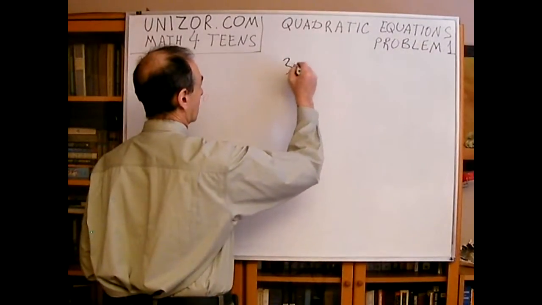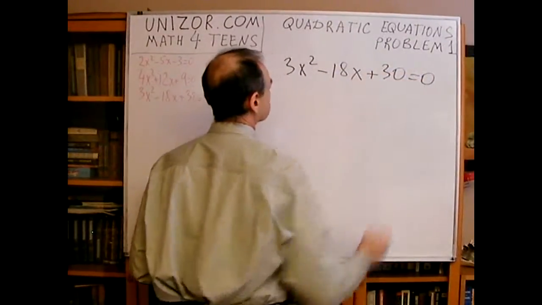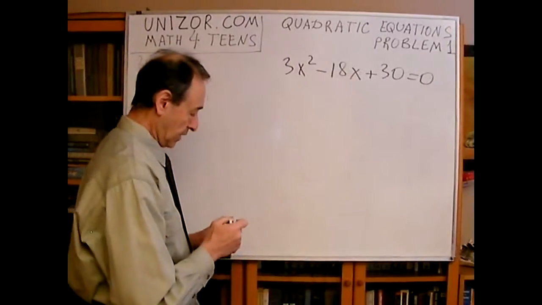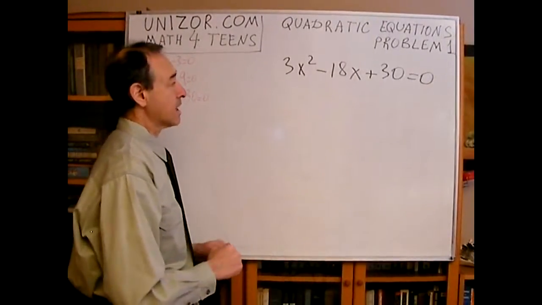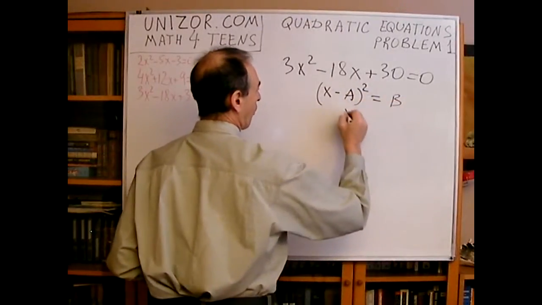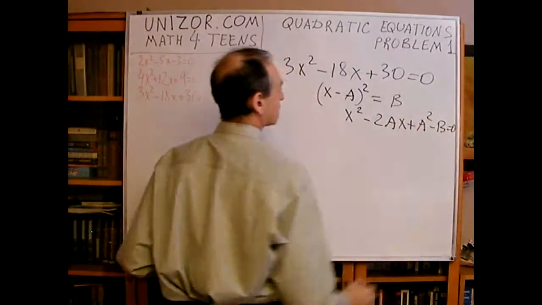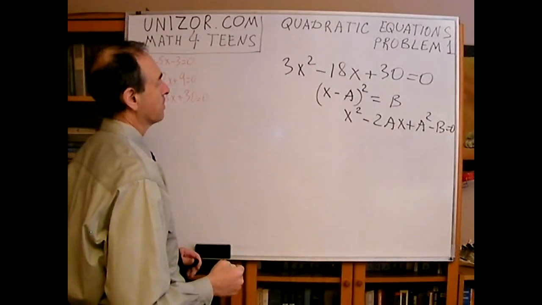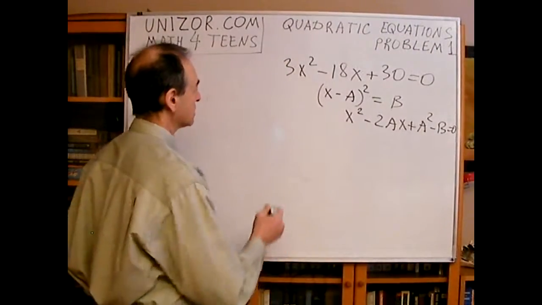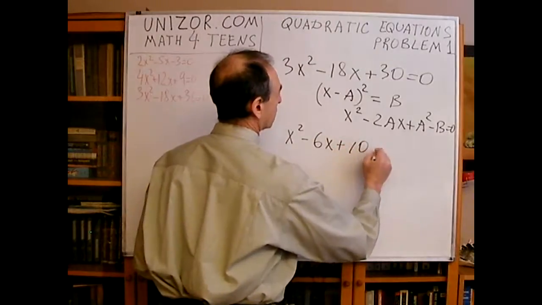And number 4, sorry, that was number 2, and this is number 3. Okay, the last one. 3x squared minus 18x plus 30 equals 0. Good moment to press the pause button and do it yourself right now. Now, I will do exactly the same thing as before. I want to transform it into this particular form, or, if you wish, x squared minus 2ax plus a squared minus b equals 0. Now this is 3x squared, so I divide everything by 3, so I have x squared minus 6x plus 10 equals 0.